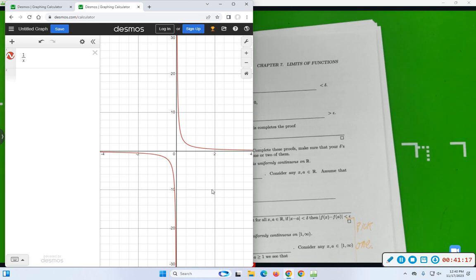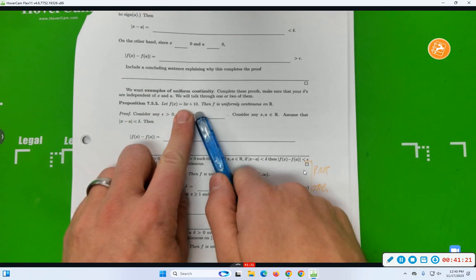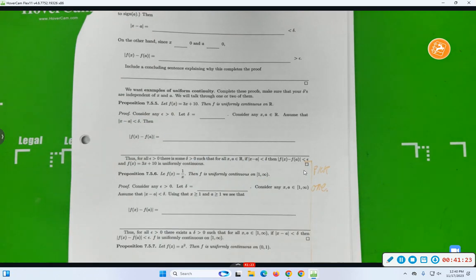Let's prove some things are uniformly continuous. So here's a function, f of x equals 3x plus 10. I claim that that is uniformly continuous. Let's try to compose a proof. And the statement of uniform continuity tells me a lot of how the proof should go to begin with. I need to prove something for every epsilon bigger than 0. I then need to come up with a choice of delta.